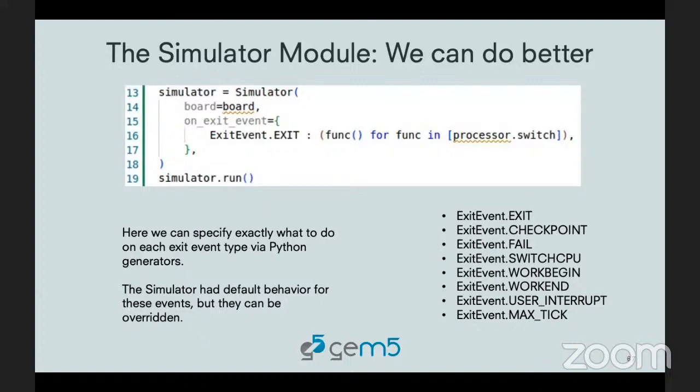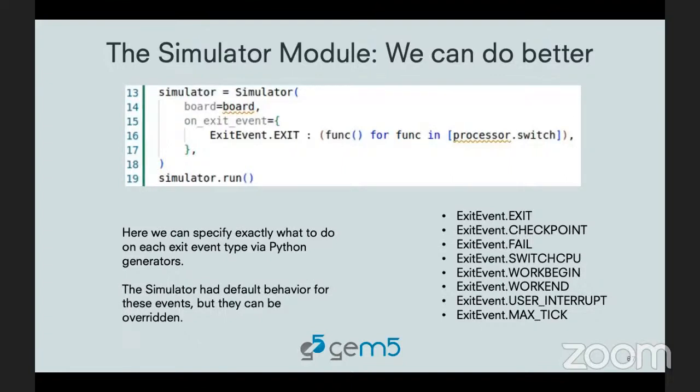Is there a way to do this with a generator so that, for example, if I have a number of M5 exits, I want every exit to switch the CPU? Yeah, so you'd have to write it. A generator isn't a function. It's an iterator. So you can have a while loop in a generator that continually does the exact same thing every single time that it happens.